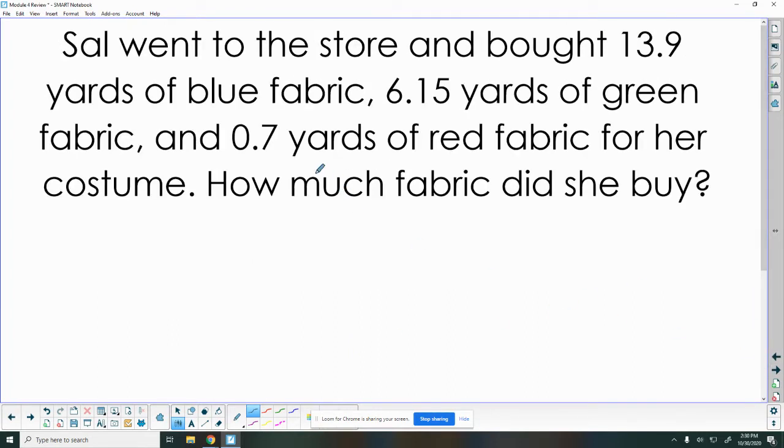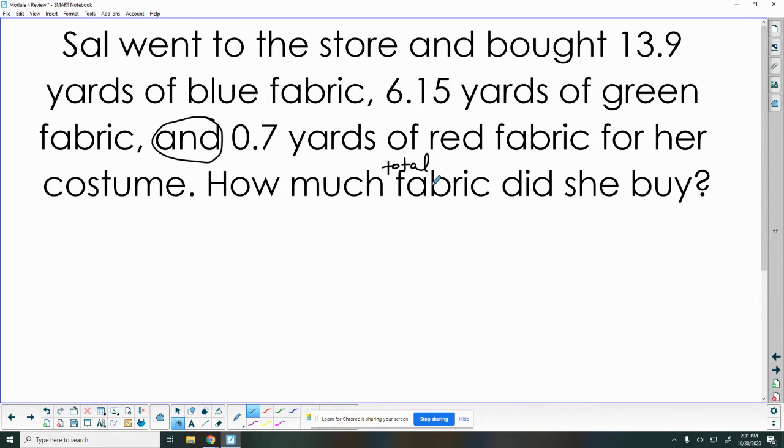Hey, let's try this one. Sal went to the store and bought 13.9 yards of blue fabric, 16.5 yards of green fabric, and 0.7 yards of red fabric for her costume. How much fabric did she buy? So we could put another word in here. How much total fabric? So I have the red, the blue, the green, and I'm putting those all together.